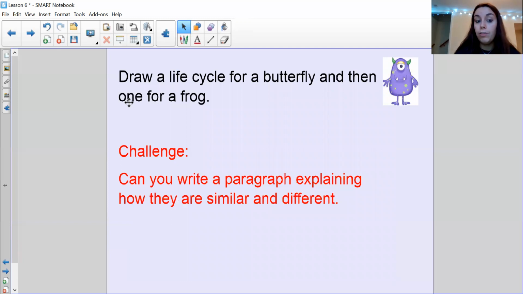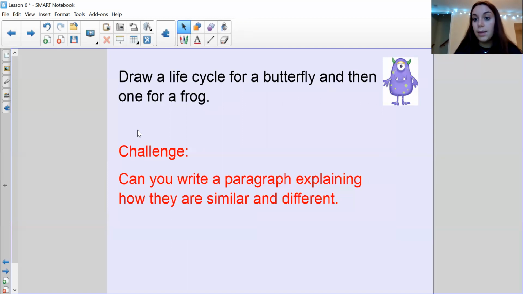So if you are normally 2 to 3 chili, you can now draw for me the life cycle of a butterfly, and then draw me one for a frog. And as your challenge, can you write me a paragraph explaining how they are similar and how they are different? I want lots of detail in my picture, and I'd like lots of detail in my sentences. You may go back in the video to have a look at each stage and any key information you need to add.